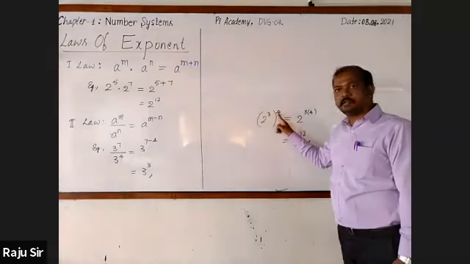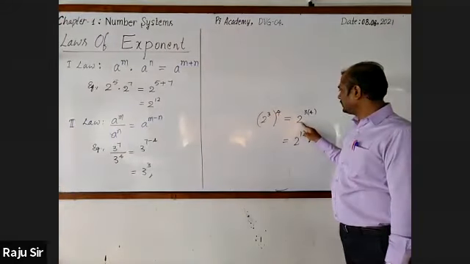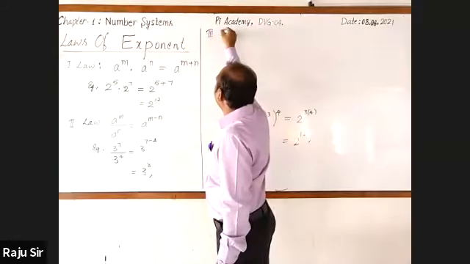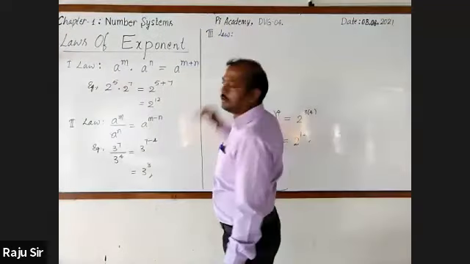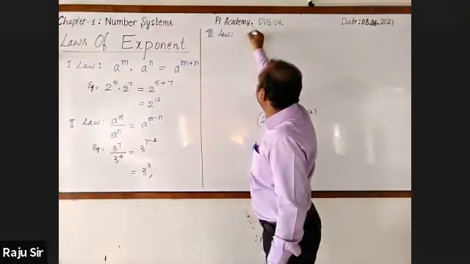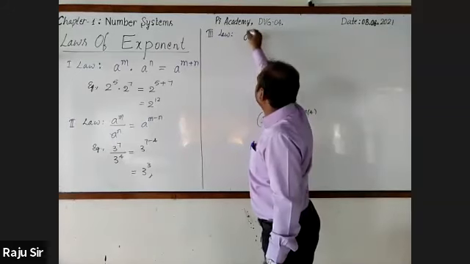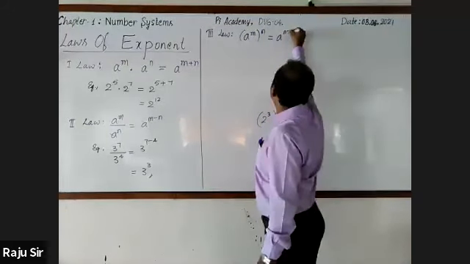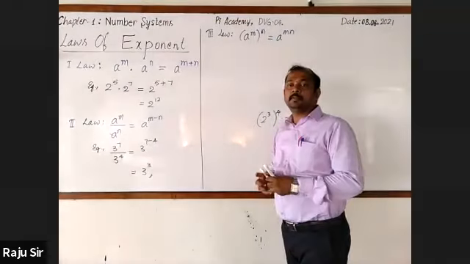A raised to the power m, whole raised to the power n, then it can be written as a raised to the power m into n. Copy. Third law: a raised to the power m, whole raised to the power n is equal to a raised to the power mn.